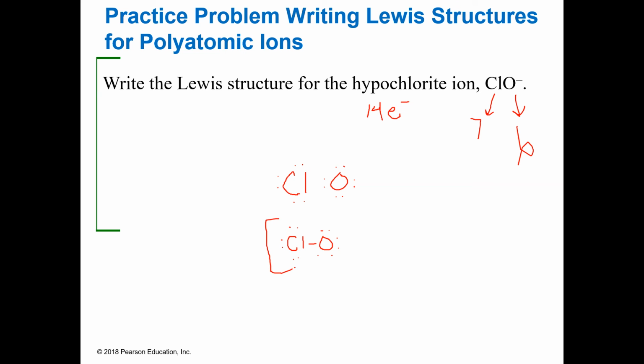And then because it's an ion, we're going to put it in brackets and show that charge, -1. You don't have to write the 1, just the negative. Okay, so that's our introduction to drawing Lewis structures.